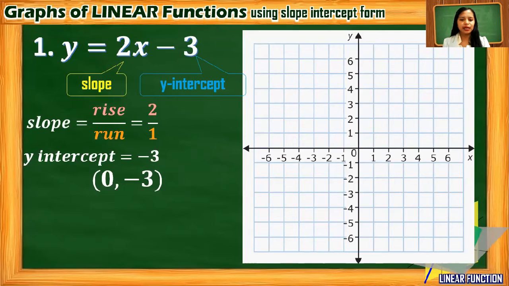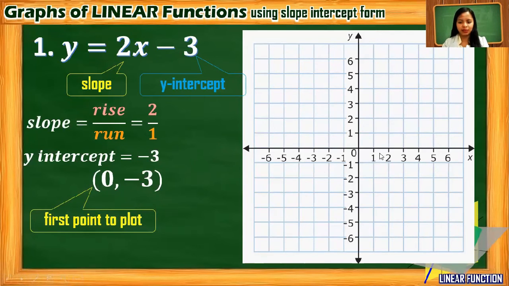If you already forgot what the y-intercept is, that is only the value of our y when we substitute 0 for our x. And in here, we have 0 as the value of our x, and negative 3 as our y-intercept. And this will be the first point that we are going to plot in our Cartesian coordinate plane. So now this is our y-intercept, the value of our y when our x is equal to 0.